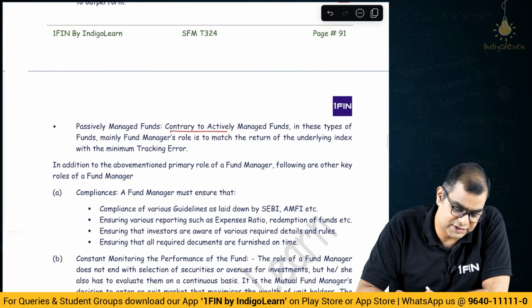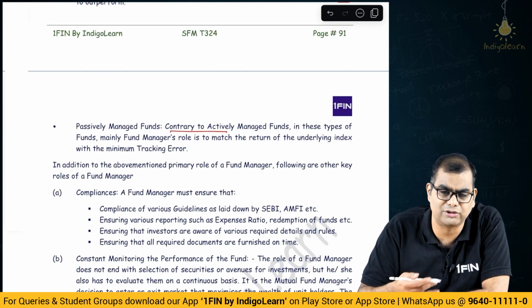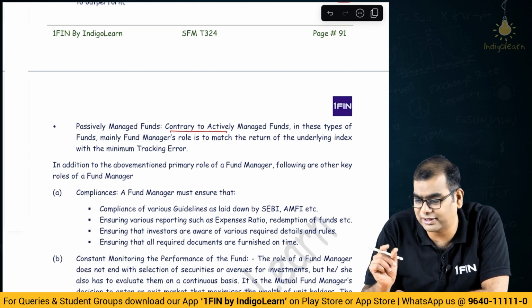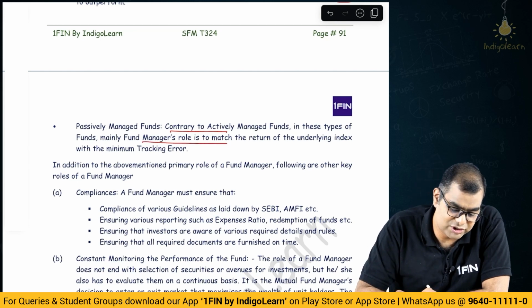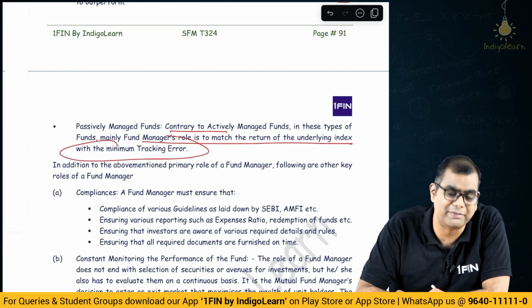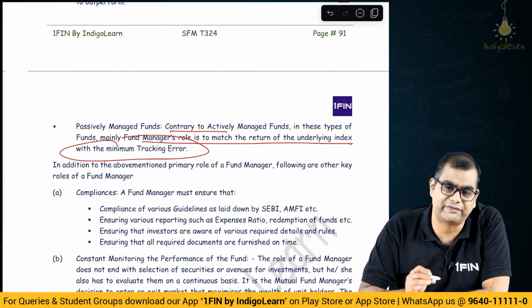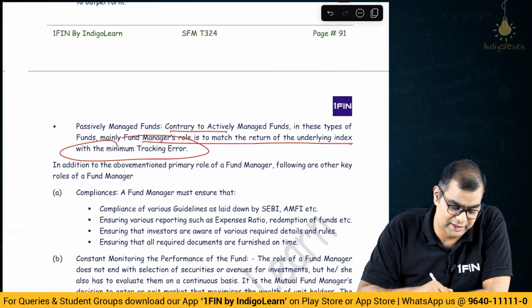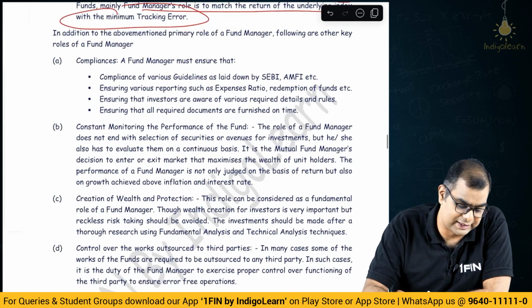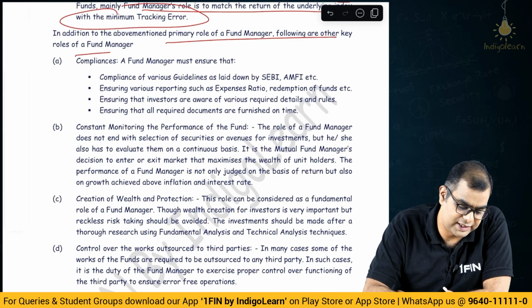In passive funds, contrary to active funds, you don't do everyday buying and selling other than to maintain the weights. The fund manager's role is to match the return of the underlying index with minimum tracking error. The role is very different. In active, you have to generate an alpha. In passive, you have to have minimum tracking error. In addition to all these roles, following are the additional roles.